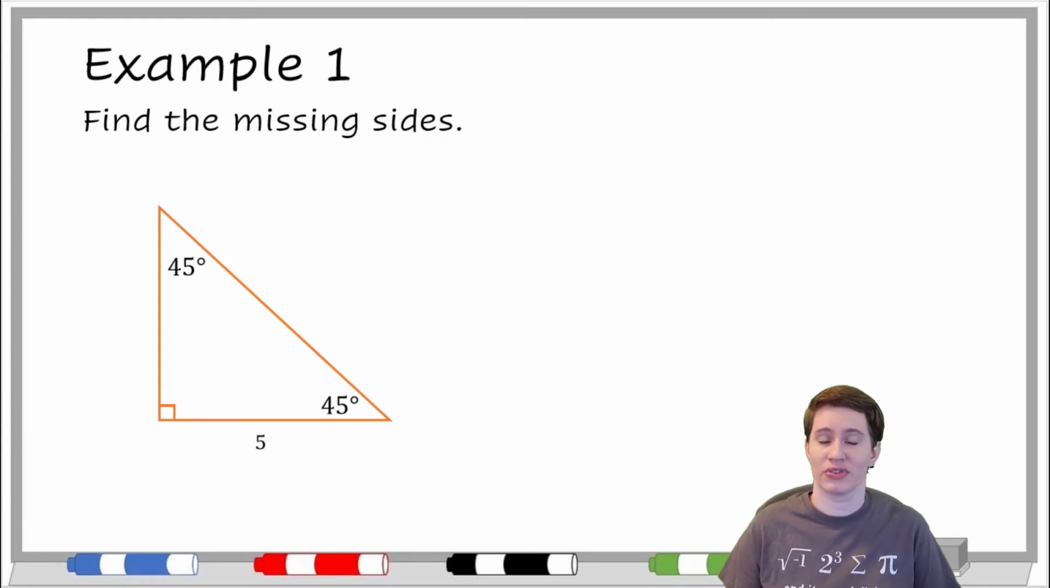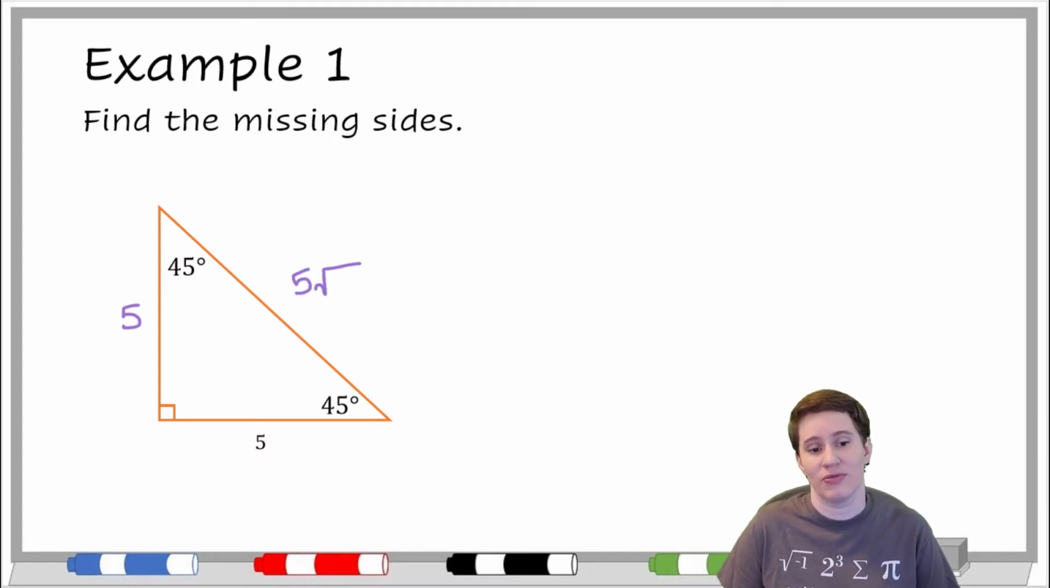So remember the rules. We have two legs that are the same length, and that means that since this side is 5 at the bottom, this side on the left also has to be 5. That's one of our rules. The legs are the same length in a 45, 45, 90 triangle. The other rule is that the hypotenuse is square root of 2 times as large as the legs. And so since our legs here are 5, that means that the hypotenuse has to be 5 times the square root of 2. And that's it.